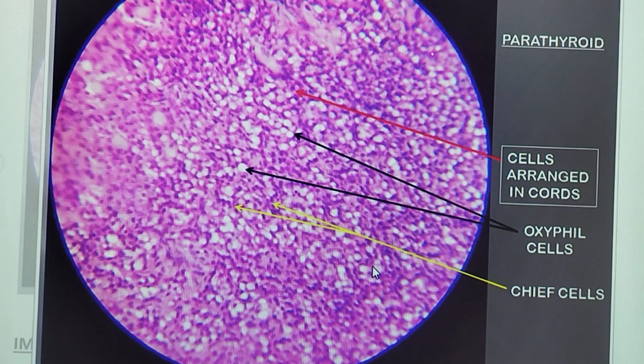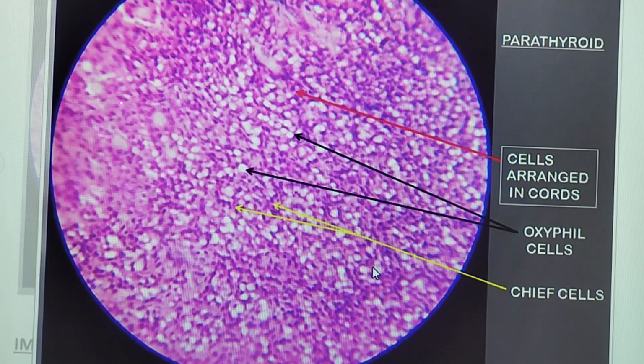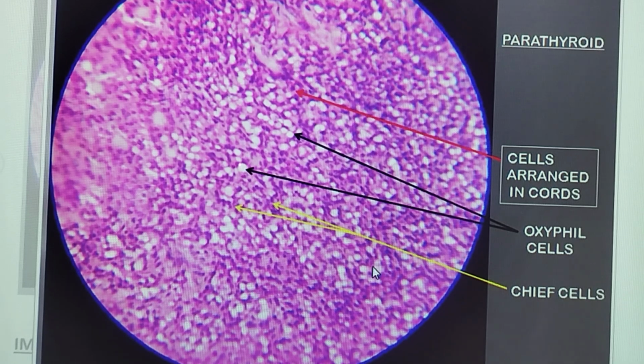So usually you have to find out that the parathyroid gland will be associated with the thyroid gland. In this particular picture, there is a high focus of only the parathyroid gland showing the oxyphil cells and the chief cells. You can see oxyphil cells are quite lightly stained and they are quite larger than the chief cells. So this is how you identify the parathyroid gland.